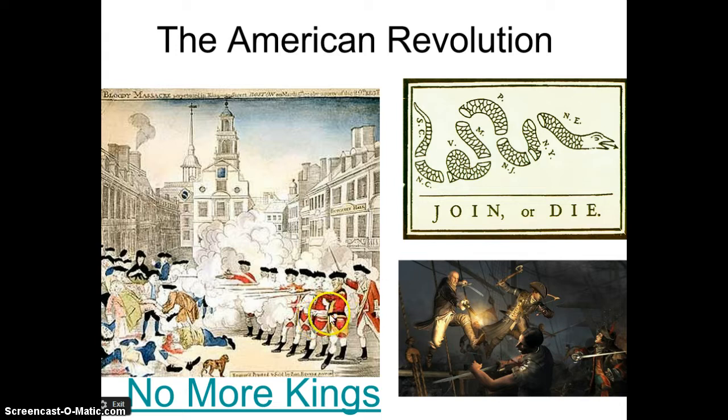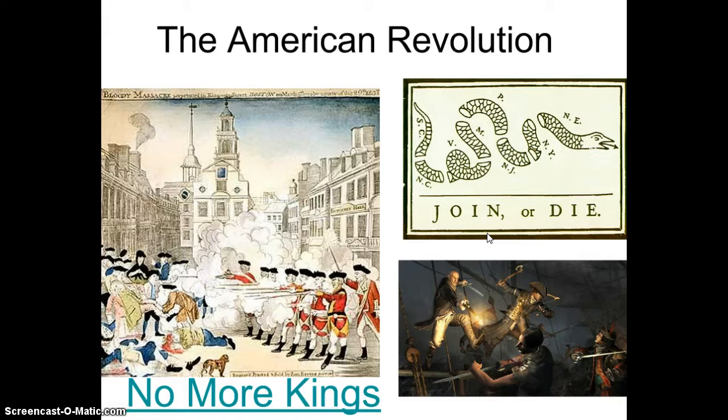And we're going to look at this. This is something drawn by Benjamin Franklin. Now, this was used during the American Revolution, but it wasn't done for the American Revolution. It was done during what was called the French and Indian War, or the Seven Years' War. Basically, it was a war between England and France, and it was going on in Europe.